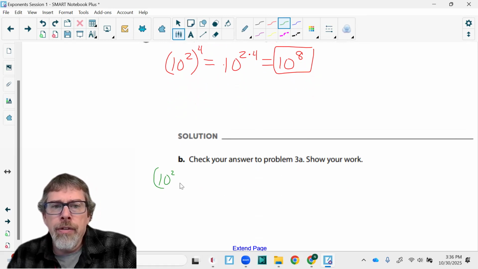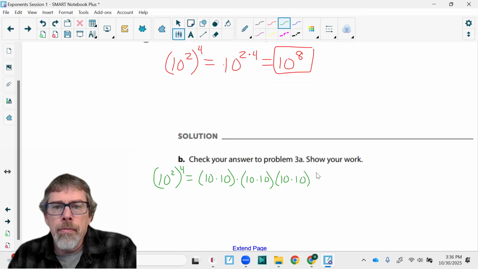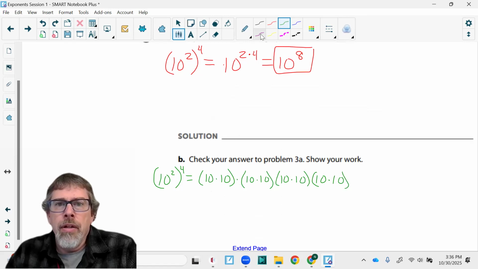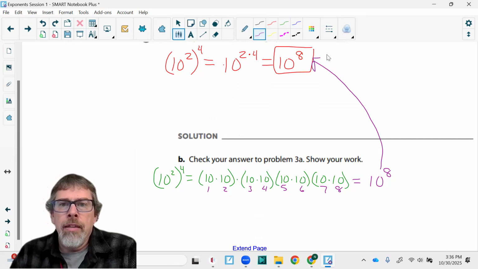10 squared to the 4th power means 10 times 10, right? That's 10 squared. And I do that 4 times. There's 2. Here's 3. And here's 4. And then count my tens. So there's 1, 2, 3, 4, 5, 6, 7, 8 tens. So this is 10 to the power of 8, and it checks.